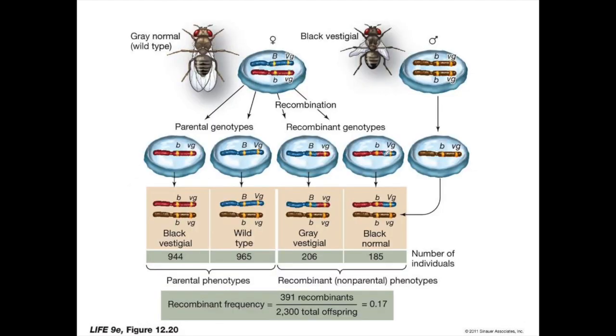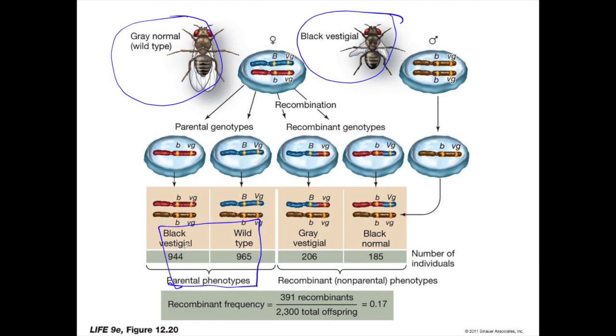So here's an example of an experiment that Morgan did. He took a fly that had gray body color and normal wings, and mated it to a fly that had black body color and vestigial wings. He mated them together, and then he looked at the kids. And some of the kids looked like their parents. So they had black body color with vestigial wings, and they had gray body color with normal wings.